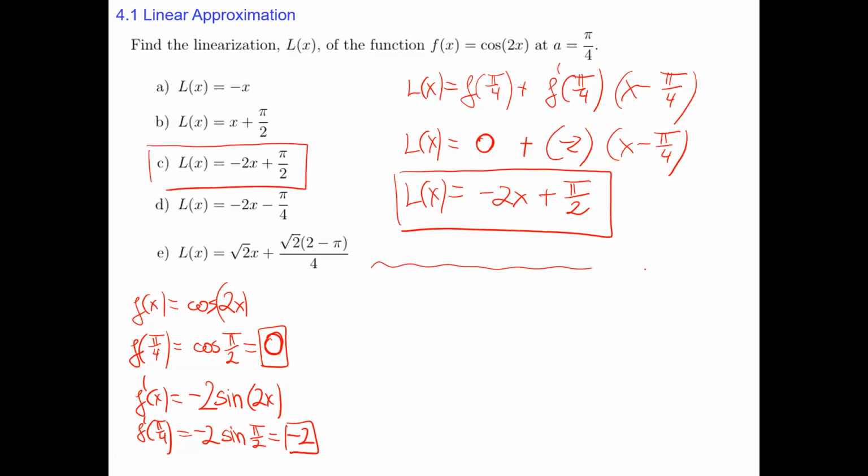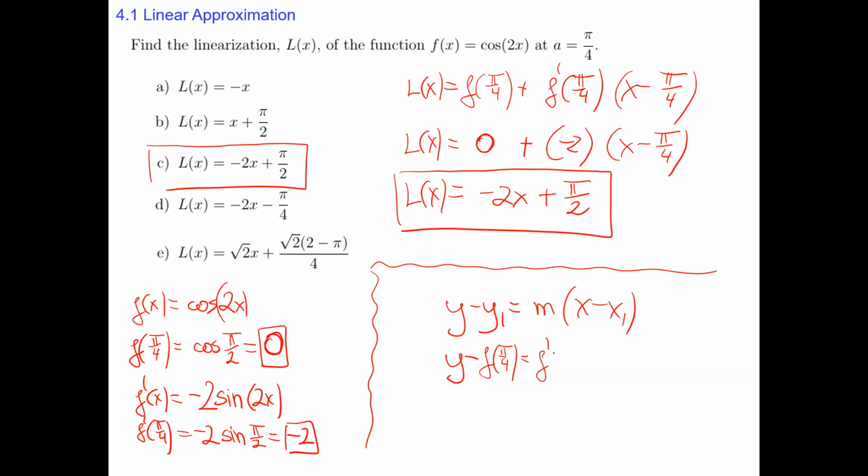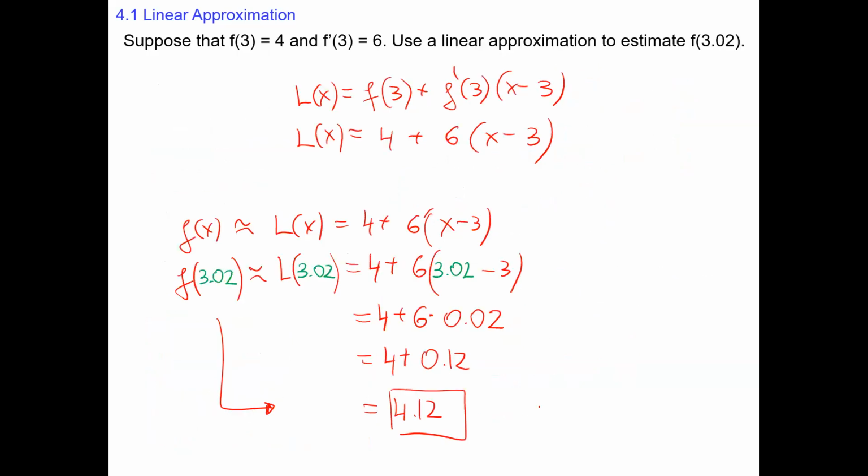But please remember, in case you forget, y minus y sub 1 equals slope times x minus x sub 1. The y sub 1 is the value of the function, that means this will be f of pi over 4. This one is the slope, f prime at pi over 4. You may notice it's the same thing, just to make it easy. Okay, that means one question may ask just for this equation.